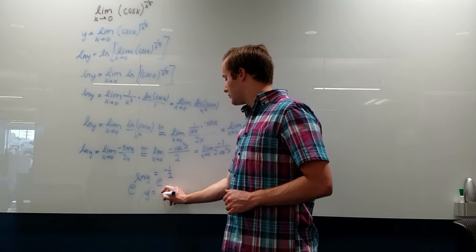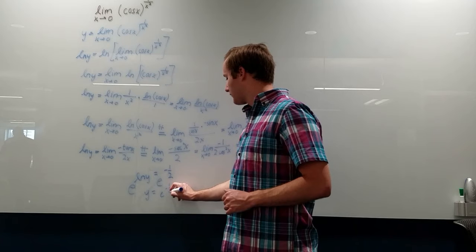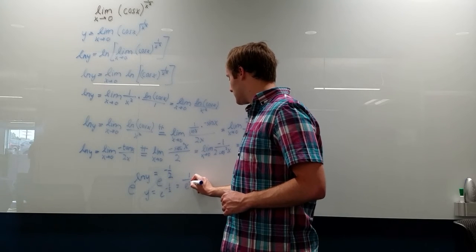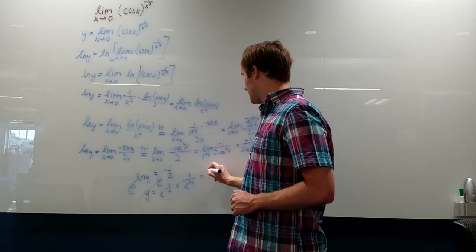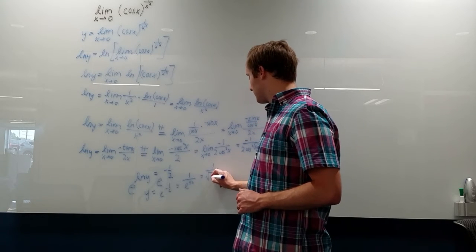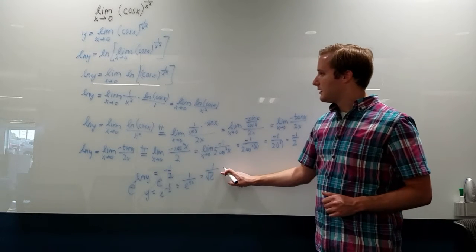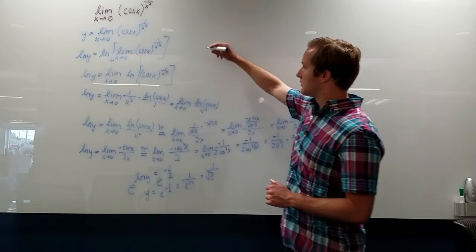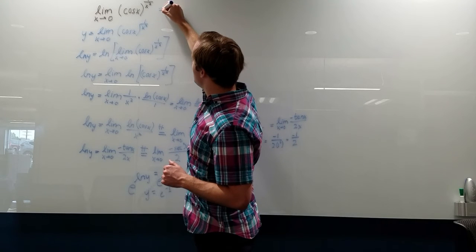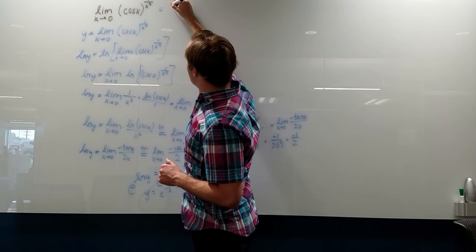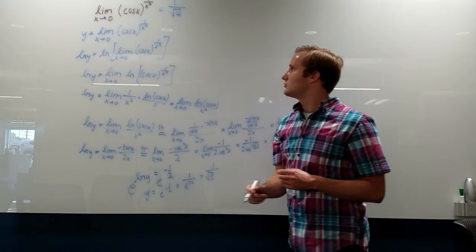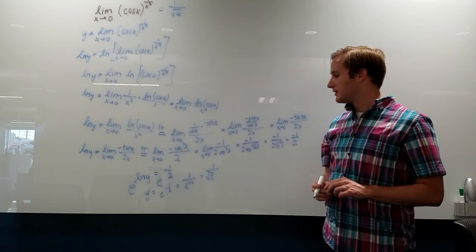So we have y equals e to the negative 1/2, which is the same thing as 1 over e to the 1/2, which is the same thing as 1 over the square root of e. And so the y, that original limit, is equal to 1 over the square root of e. In other words, the limit as x approaches 0 of the cosine of x raised to the power of 1 over x squared is equal to 1 over the square root of e.